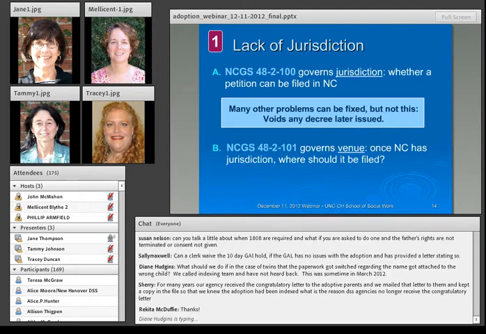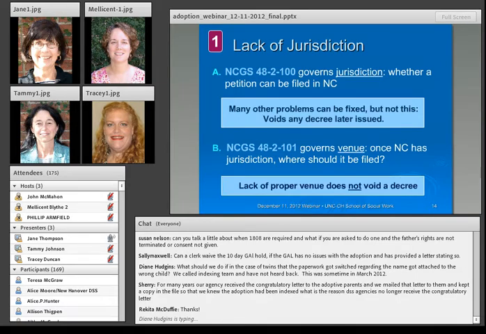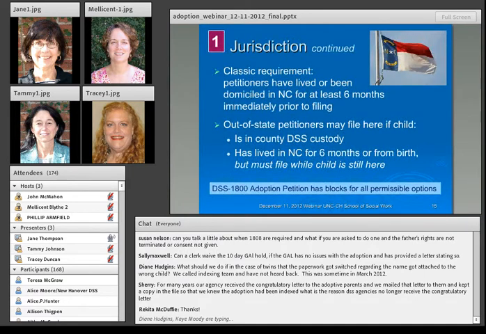We want to contrast that with venue. Venue is, once North Carolina has jurisdiction, where should the petition be filed? In what county should the petition be filed? And in fact, lack of proper venue does not void the decree. Years ago, prior to the 1996 rewrite, the venue statute listed the 3 counties that we'll talk about in just a second and said, but you can file anywhere else as long as no party objects. And that was simply in recognition of the regular rules in North Carolina for civil procedure that venue is something that can be more flexible.